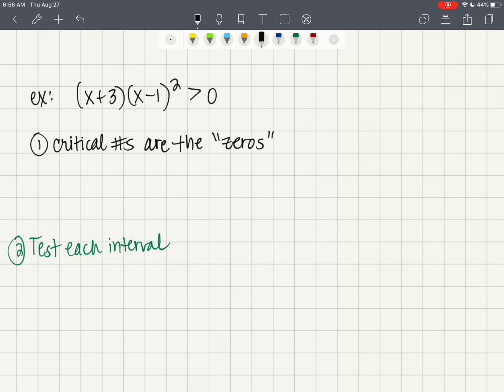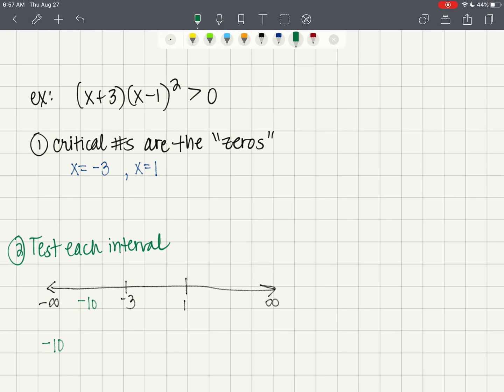Our first step is to find the critical numbers, and the critical numbers are the zeros. So we have x equals -3 and x equals 1. I'm going to create a number line, and I'm going to test each interval, and I'm going to test each critical number as well. So we have -3 to the left of +1, so I have 3 intervals to test. If I put a -10 in, so I'm going to test -10.